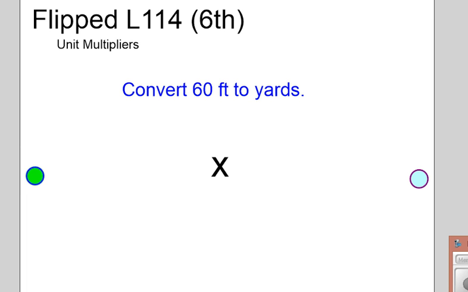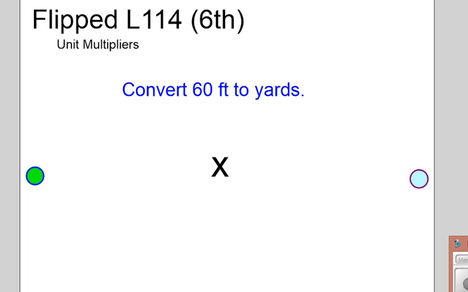Now, as we look at labels, while converting is not really a new idea, understanding the labels can be a little tricky at first. But when you look at the labels just as another variable, then a lot of it makes more sense. For example, we see convert 60 feet to yards.